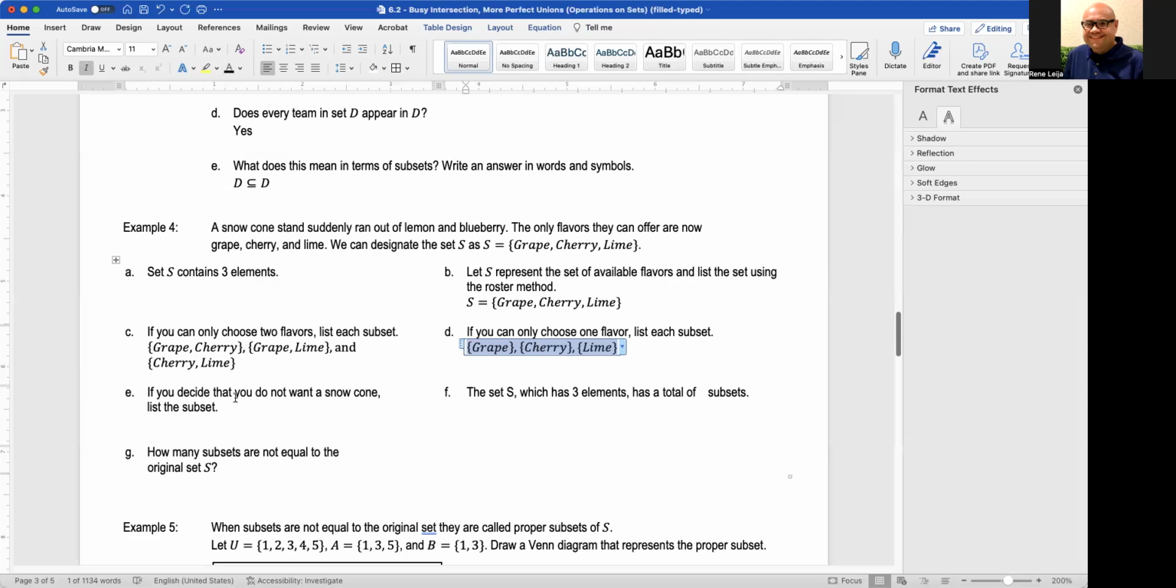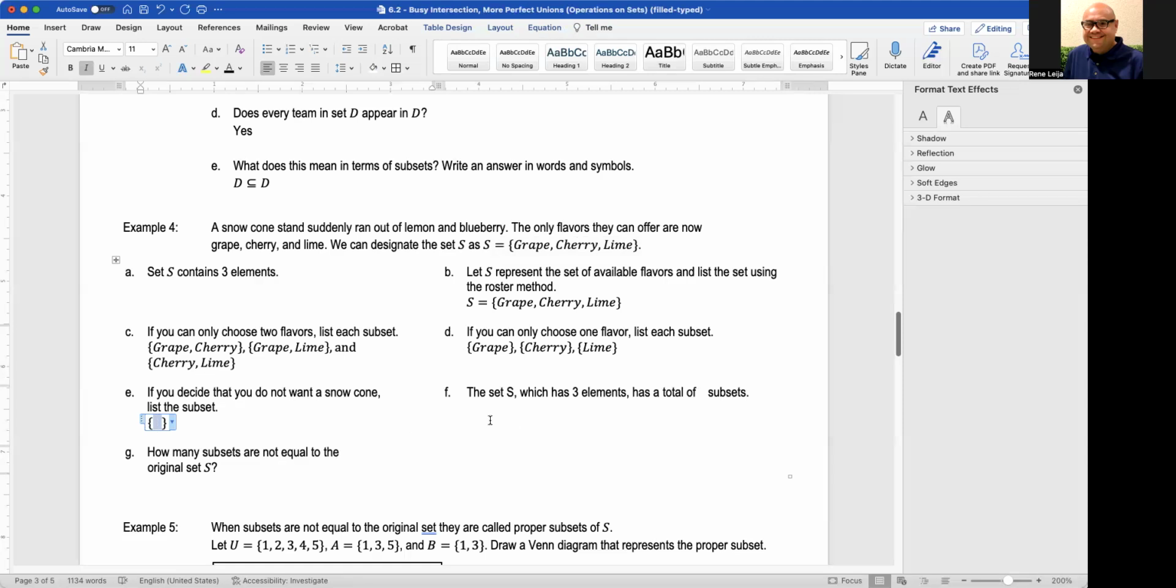If you decide that you do not want a snow cone, list a subset. So if I list the subset, what do you think it's going to be? If you don't want the snow cone, then I don't want anything. Now, it's not the empty set. It's you saying that you don't want a snow cone. An empty set would be if you chose a flavor that was not part of these three. Raspberry, that's not part of it.